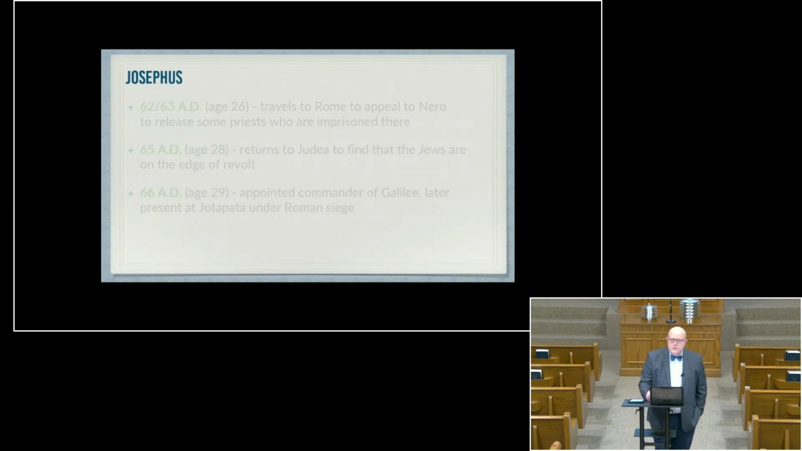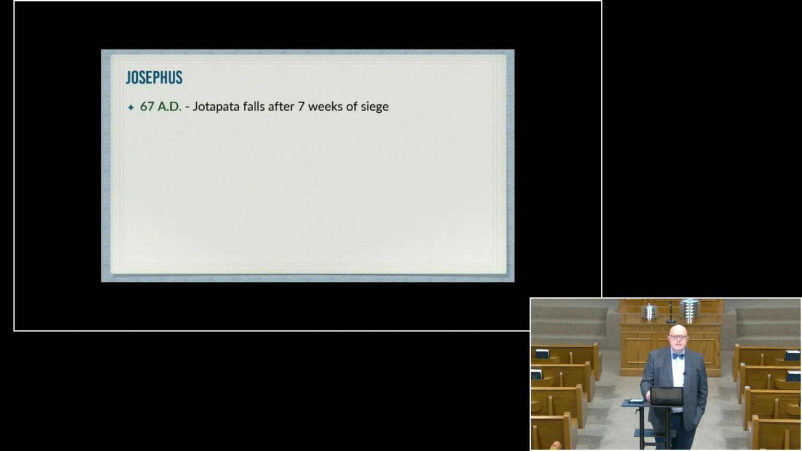Okay, looking on with Josephus. At 67 AD, the city of Yotapata falls after 7 weeks of siege. Now what? Josephus clearly doesn't die. He escapes, but he fails to honor the suicide pact. Sound familiar? It's a lot like Masada later. All right, we're not going to fall into Roman hands. We're all going to commit suicide.